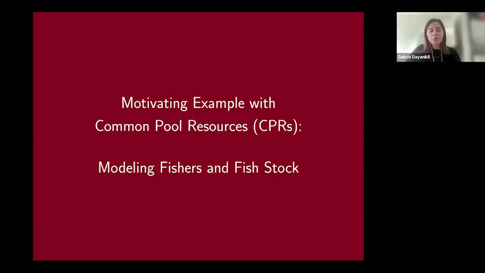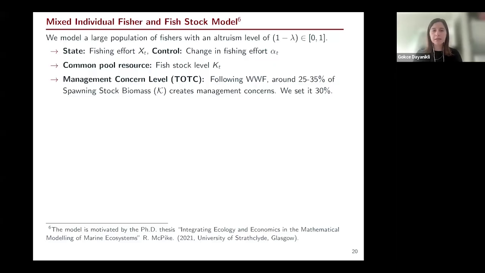So in this one, the idea was modeling the fishers and fish stock. The fish stock is going to behave as the common pool resource, and of course, fishers are going to behave as the individual agents. So let's start with the mixed individual fisher and fish stock model. We are going to model a large population of fishers with an altruism level of 1 minus lambda. I'm going to look at the special case where we use the lambda, and later the mixed population P parameterization. For the state, we have the fishing effort that is denoted by xt at time t. The control is the change in the fishing effort alpha t. And the common pool resource is the fish stock level kt.